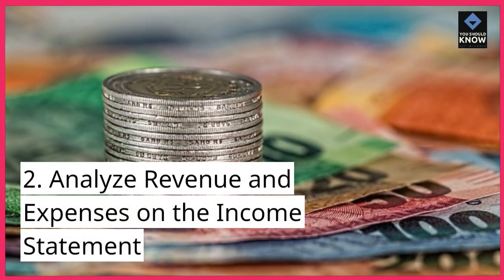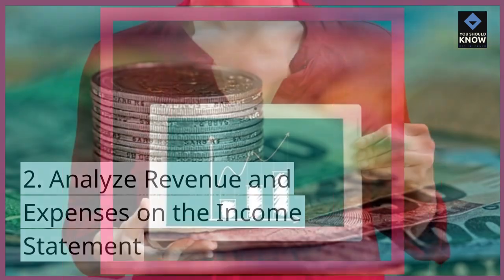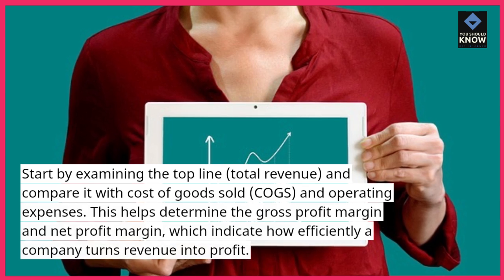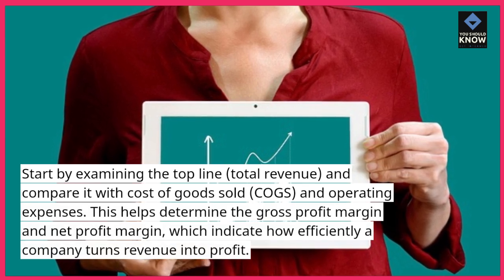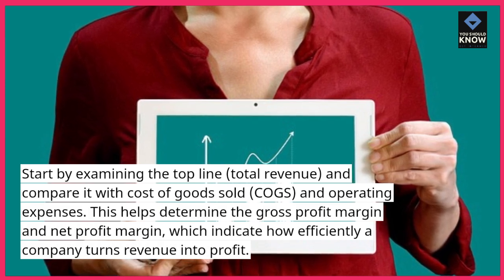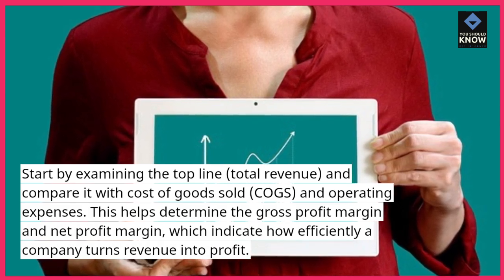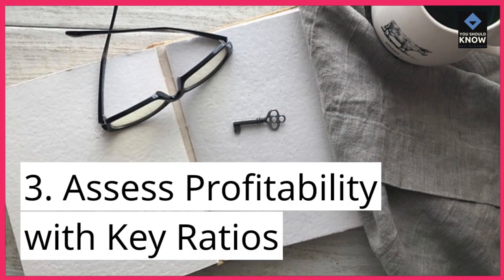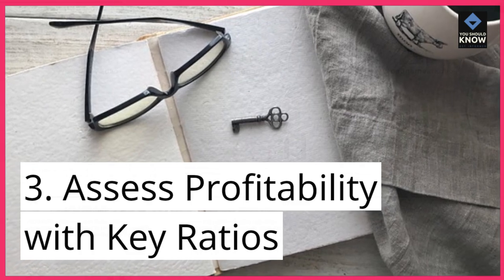2. Analyze revenue and expenses on the income statement. Start by examining the top line, total revenue, and compare it with cost of goods sold, COGS, and operating expenses. This helps determine the gross profit margin and net profit margin, which indicate how efficiently a company turns revenue into profit.